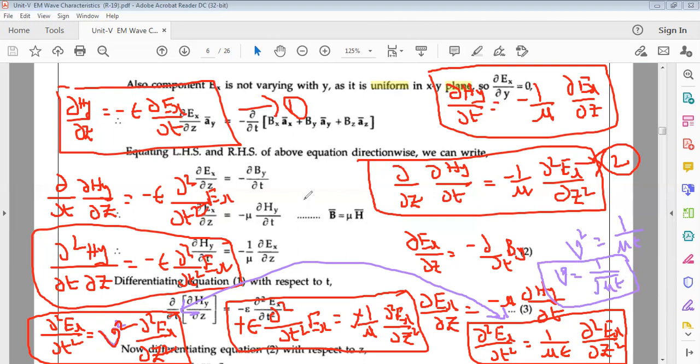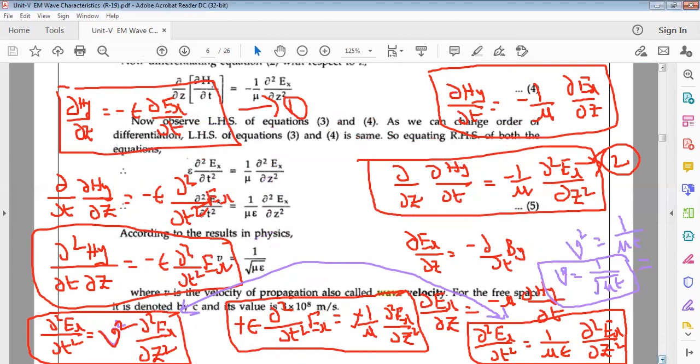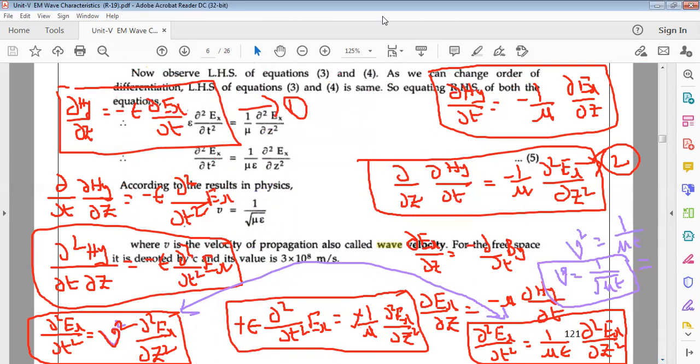And mu is equal to 4π into 10 to the power of minus 7 and epsilon is equal to 8.854 into 10 to the power of minus 12. Now you can see whether you get the same equations or not. We got v is equal to 1 by under root of mu epsilon, and ∂²Ex/∂t² is equal to 1 by mu epsilon ∂²Ex/∂z².